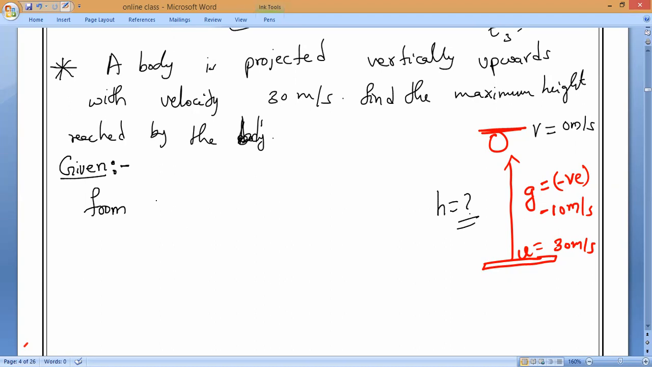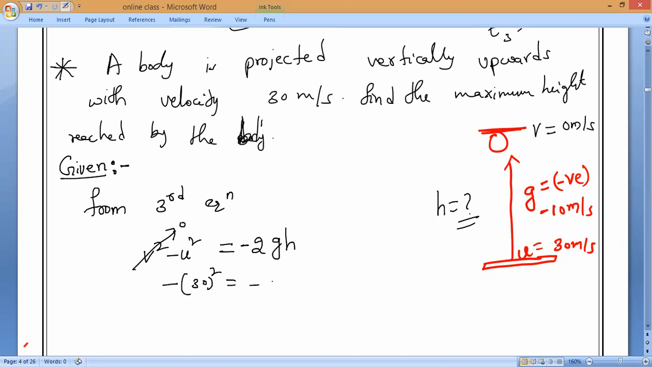So now the third equation, position and velocity. What is the third equation? V square minus U square is equal to 2gh. It is going upward, so minus 2gh. Final velocity is 0, minus initial velocity 30 square, is equal to minus 2 into g value 10 into height, which we have to find. So the minus will get cancelled.